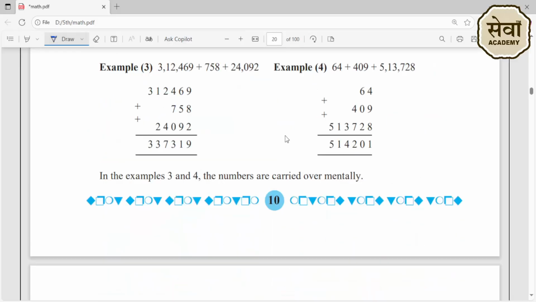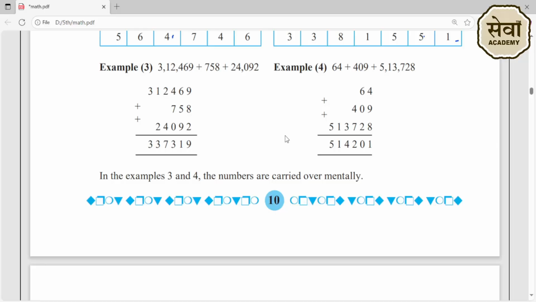Now there is example 3. It is 3,12,469 plus 758 plus 24,092. And now what? This is also very easy. And they have said to do it mentally. But I am showing because you must understand now. That's why. And now what is 9 plus 8?